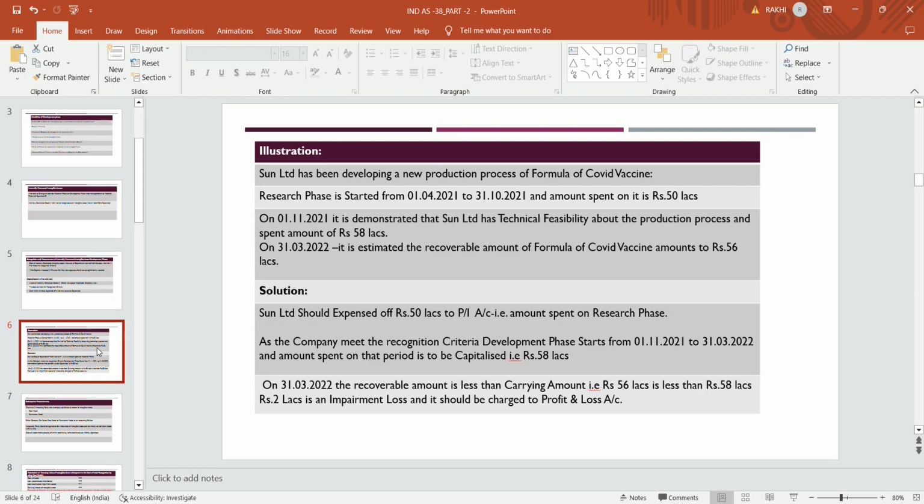Whatever we have discussed is to be explained with the help of an example. Sun Limited has been developing a new production process, the formula of a COVID vaccine. The research phase started from 1st April 2021 to 31st October 2021 and the amount spent on it is rupees 50 lakhs. On 1st November 2021, it is demonstrated that Sun Limited has technical feasibility of the production process, and the amount spent is rupees 58 lakhs. So that is the research phase and this is the development phase.